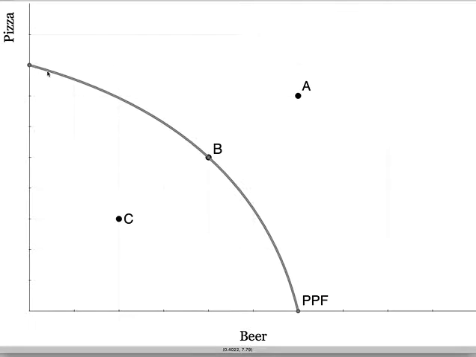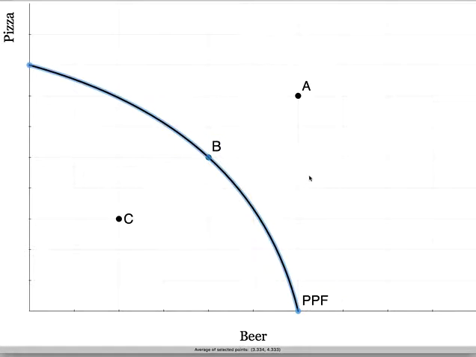So realize that this PPF here, any combination on the PPF is possible, but it entails efficiently using all of our resources. So if you use that definition, that gives you the explanation for B. It's on the PPF by the definition of what the PPF is. This is a combination that is possible and it entails an efficient use of our resources. Once you do that, it's easy to compare the other two points.